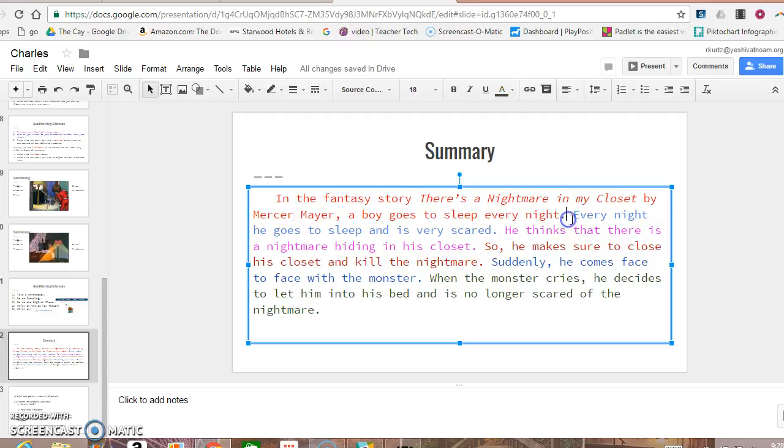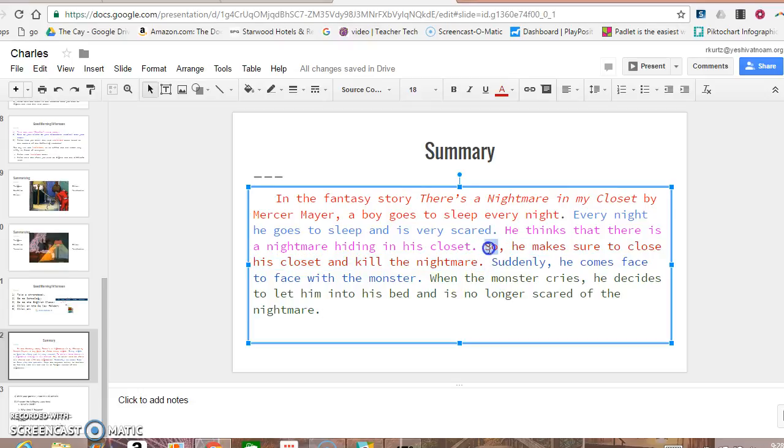Trigger. Notice how I did not write the word trigger. I just kind of wrote the story. He thinks that there is a nightmare hiding in his closet. This is my conflict. Did I write that it was a conflict? No, I just wrote the next sentence. So he makes sure to close his closet and kill that nightmare.